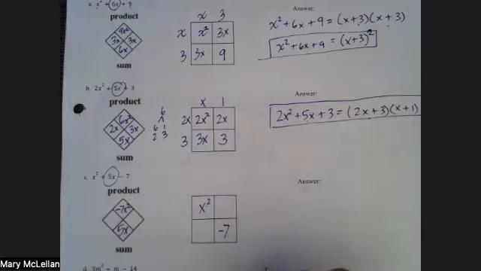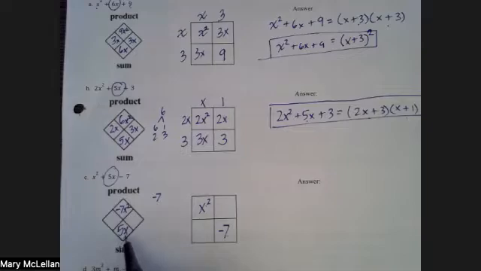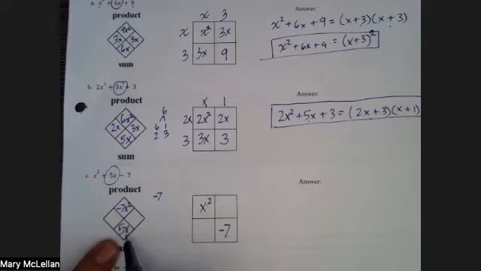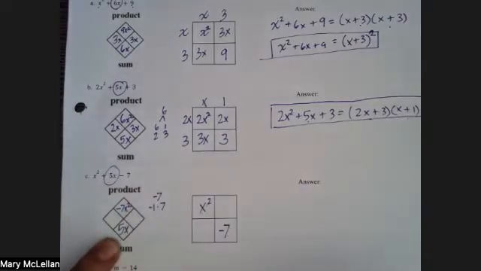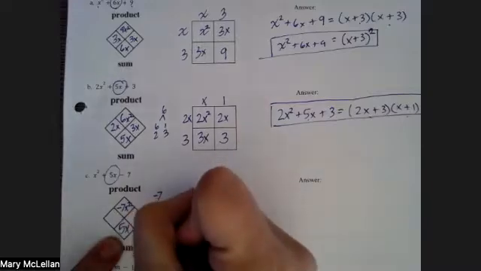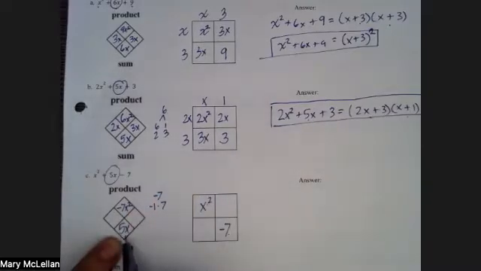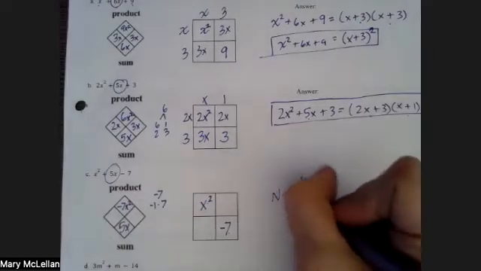Okay, I'm going to write down my factors of negative 7. Now I know that the larger of my two factors will be positive because I'm trying to add to a positive number. So that'll be negative 1 times 7. Wait a second, that's the only factors of negative 7. Okay, let's check. Does that add to 5? No. Well, this is not factorable.